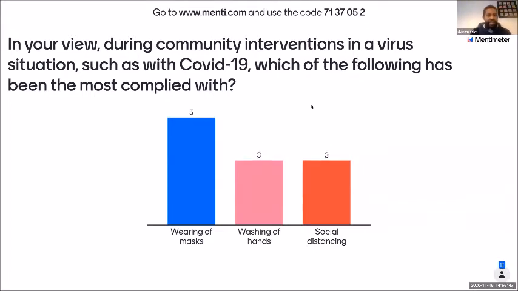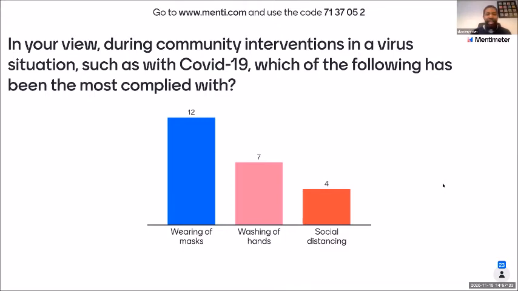So wearing of mask. Interesting. So wearing of mask is leading, and I really wonder why. Maybe somebody can give us a sense why this was the most complied with. Okay, so washing of hands. Let's keep going.